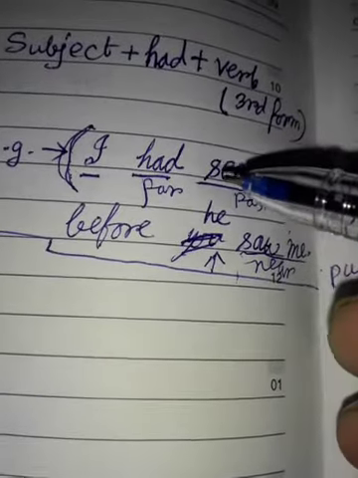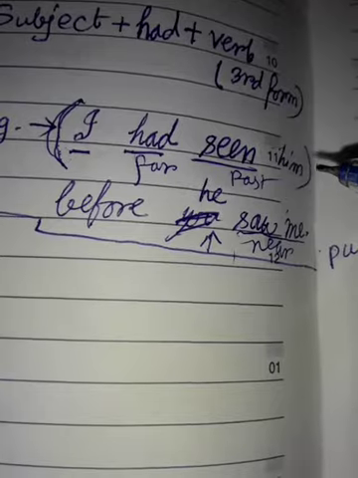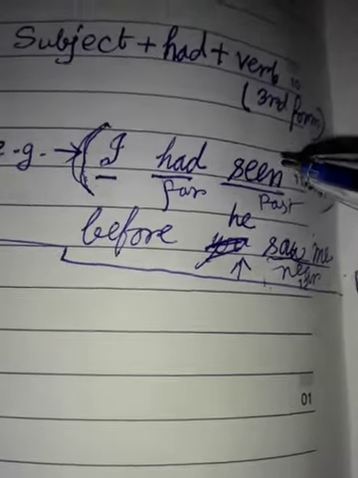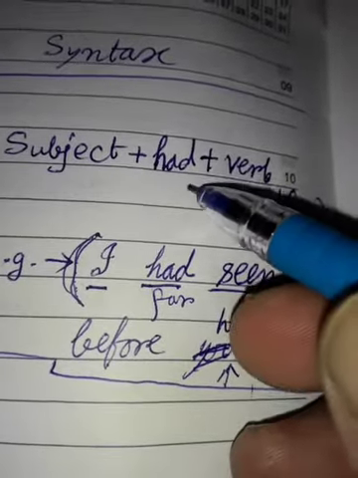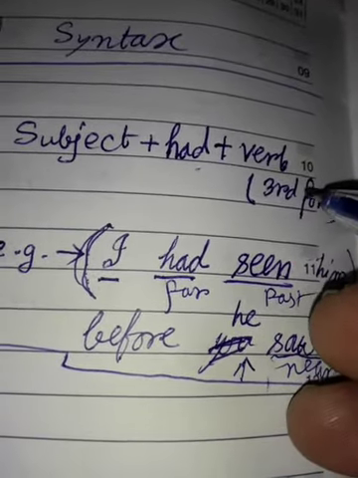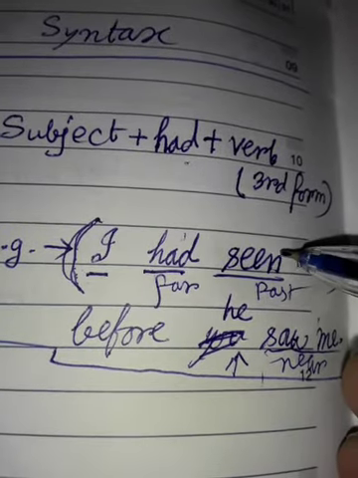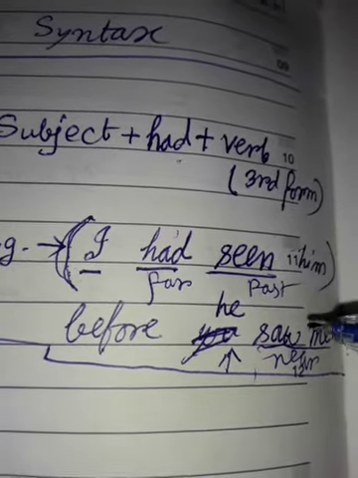Whereas the far past event, I had seen him, that had happened earlier, is written in past perfect tense, and the structure is had plus third form of verb. Here also you see had and third form of verb. Had seen.